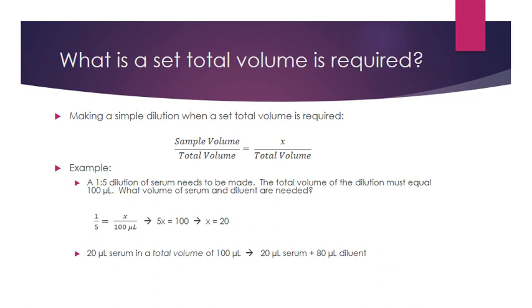So first, we need to set up our equation. We've got 1 part serum, which is sample volume, over 5 parts, which is our total volume, and that equals X over 100 microliters. So the 100 microliters is our final total volume. So if we work this out, this gives us 5x equals 100, then x equals 20. But we're not done yet. So this means that we need 20 microliters of serum. And we know we have 100 microliters total volume. So how much diluent will we need? Well, we will need 80 microliters of diluent.